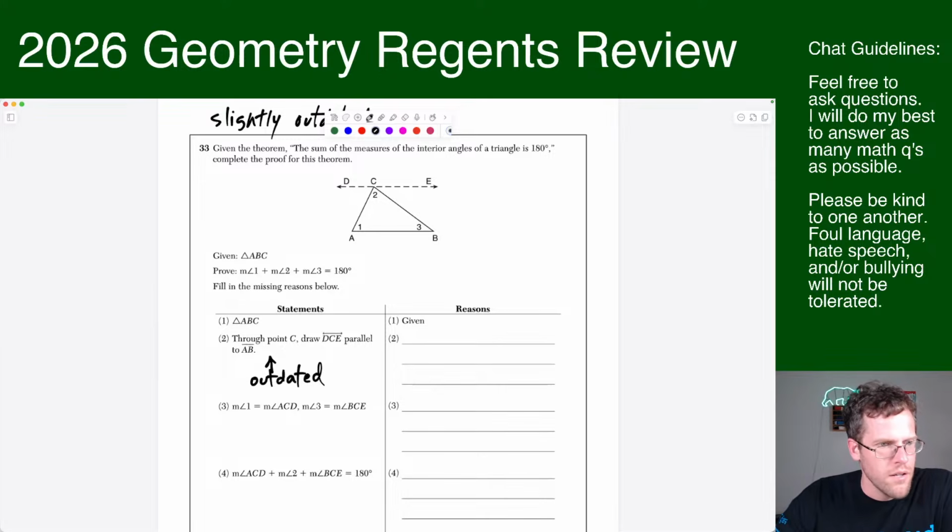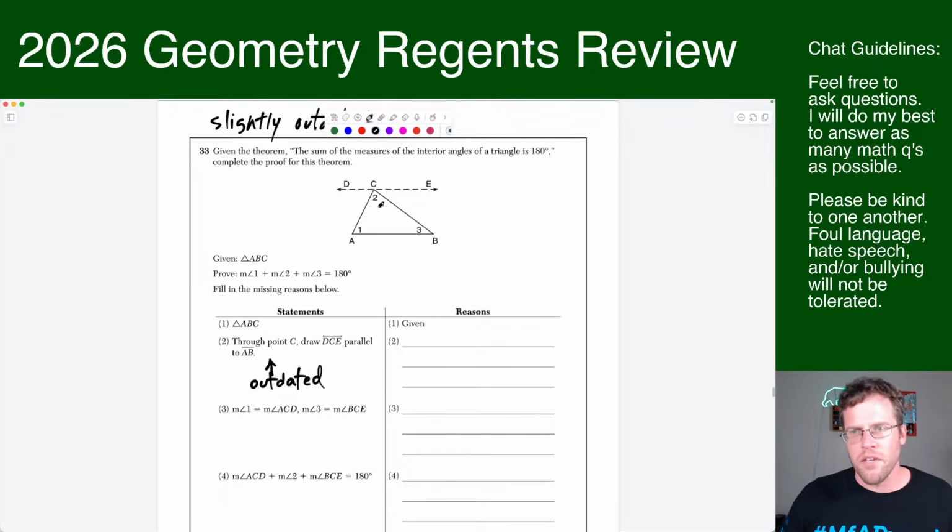Alrighty, let's see here. So through point C, we have triangle ABC. They want us to prove the sum of the angles is 180. So they draw this line in, and you're allowed to draw a line in like this. You see how they're saying we drew this in such a way that it's parallel to AB. You could do that, and it's actually called the parallel line postulate, but what we could say is, to a given line.